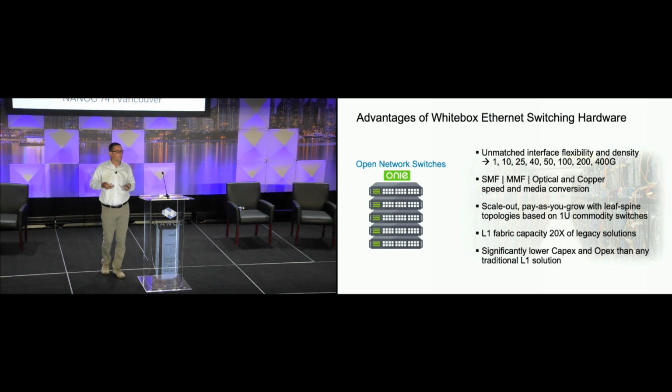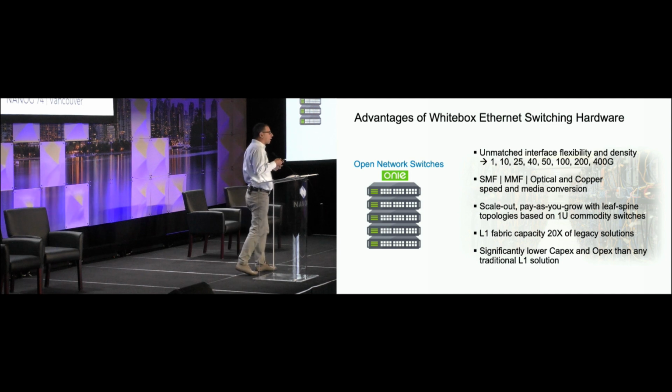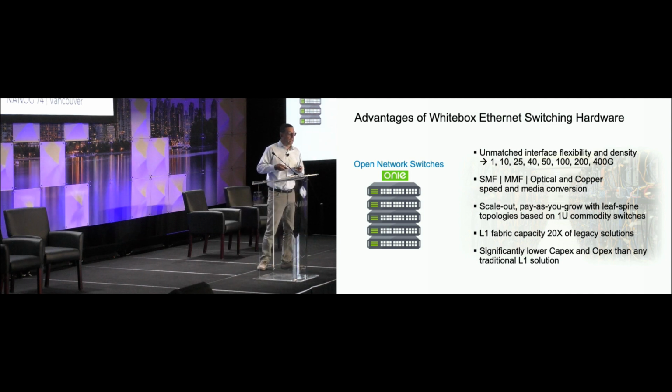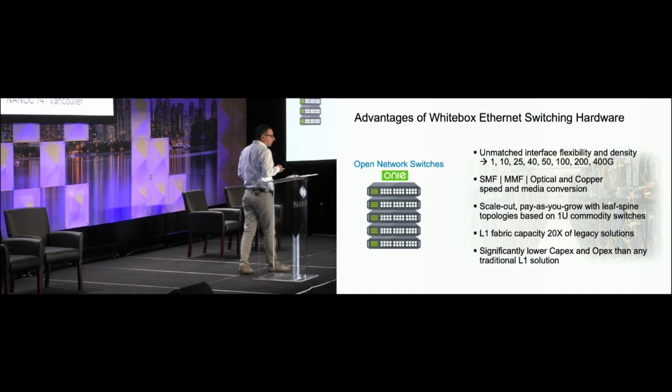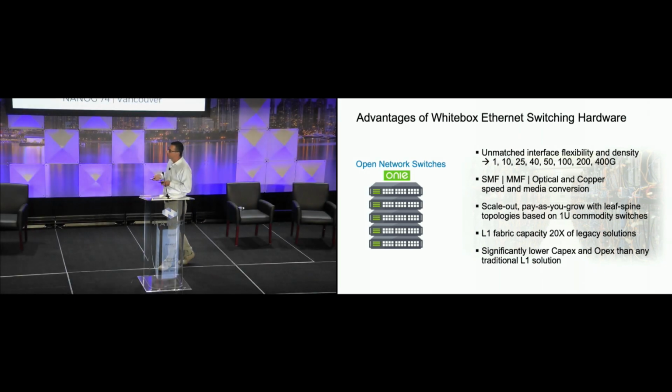We have full ability to convert a single mode fiber connection into multi-mode fiber, copper into fiber, mix and match all these connections, and even speeds. You can connect a 1 gig port to a 100 gig port and still have layer 1 emulated connectivity. Because these white boxes are normally 1U, 2U at the most, you can build a very large scale-out fabric through a leaf and spine architecture, and you can accomplish scale capacities which are at least an order of magnitude higher than a traditional layer 1 solution. I'll show you a couple of examples in a moment. And while you do all that, you can dramatically reduce the cost of building a layer 1 switching fabric for your lab compared to traditional technologies.